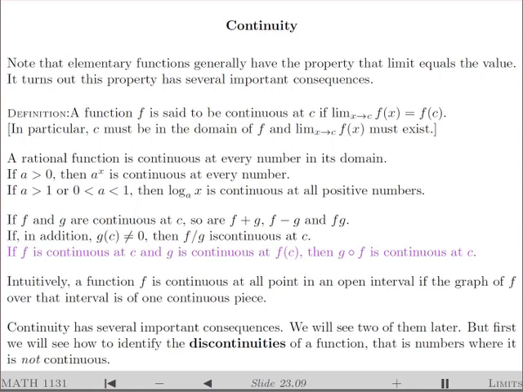We'll talk about properties of continuous functions after we discuss how to identify where a function is not continuous, that is, after we see how to find the discontinuities. I'll stop here and we'll talk about discontinuities next time.